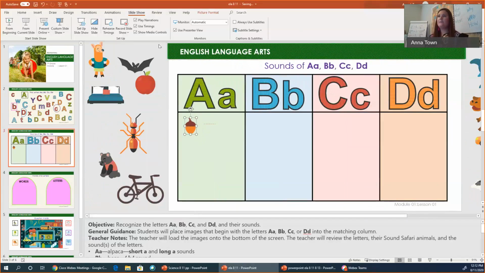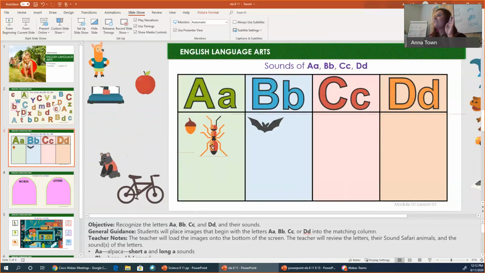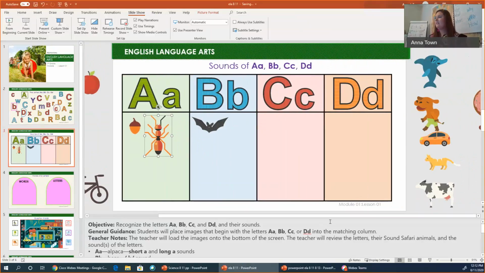Now I'm going to choose a picture and I want you to tell me where it should go. This is a picture of a bat. Where should it go? B, bat, B. In the B category. Good job. This is a picture of an ant. Ant. Where should it go? A category. Good job.